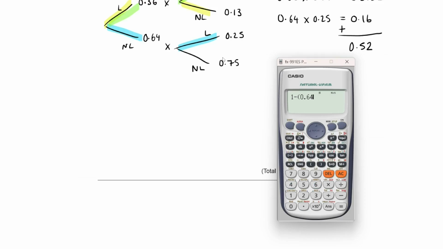Now, as I mentioned, the other option is you can do 1 minus the only scenario that's not included, which is not late, 0.64, and not late again, 0.75. Do you see how that gives you exactly the same answer? So it's up to you which of those 2 methods you prefer to use.